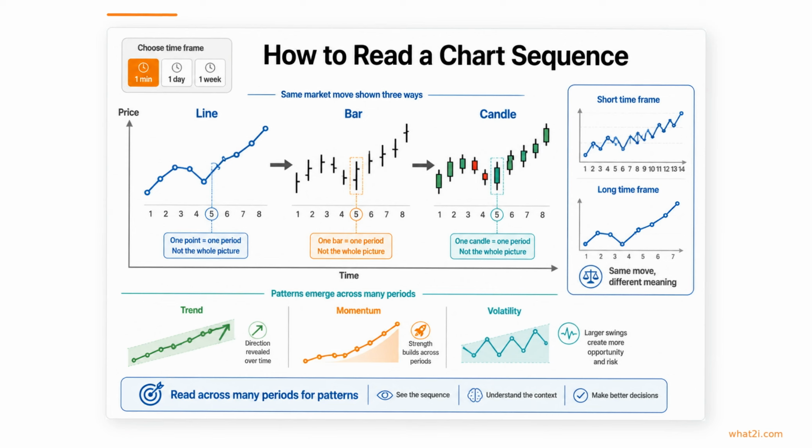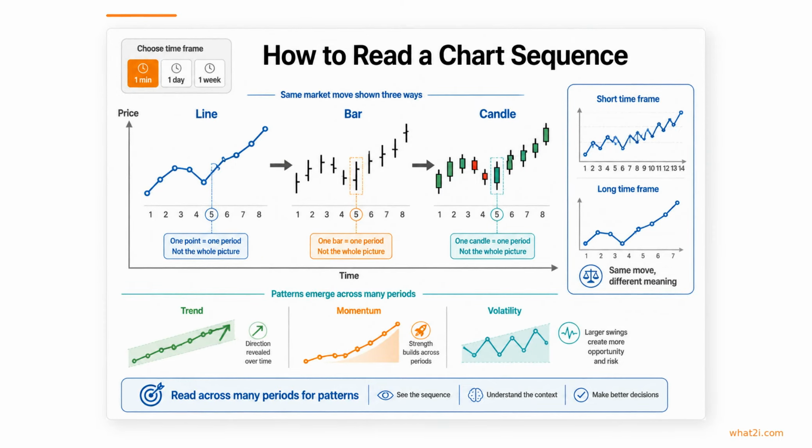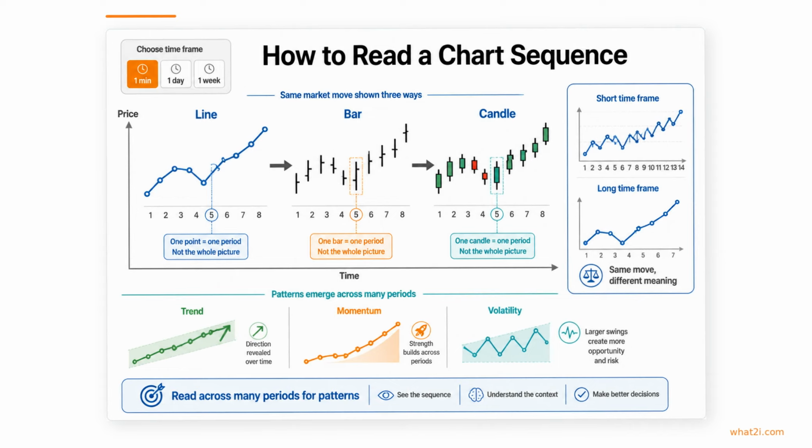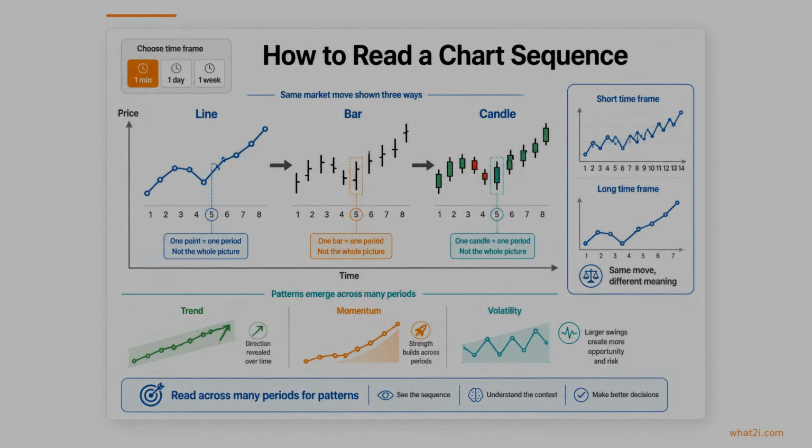That starts with choosing the time frame, because a 1-minute chart and a weekly chart can tell very different stories about the same asset. Once the periods are plotted in order, you can look for trend, momentum, and volatility instead of overreacting to one isolated move. A single candle may look dramatic, but its meaning often changes when you place it inside the larger sequence. Good chart reading is less about one period and more about the structure formed by many periods together.